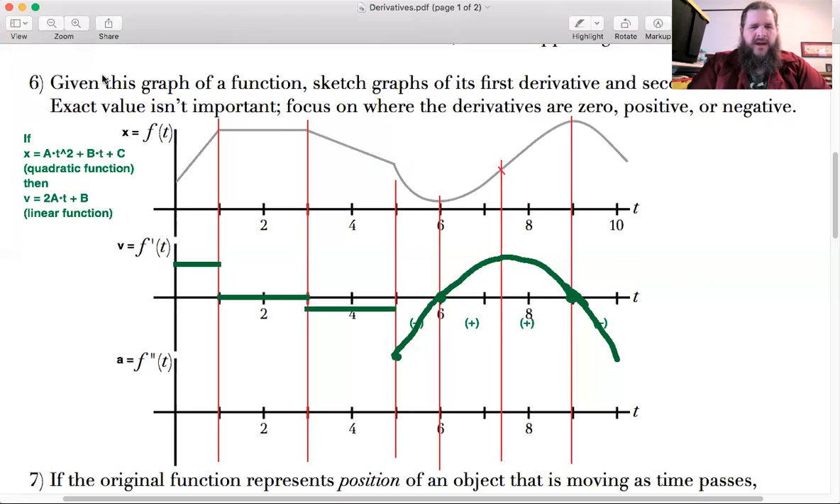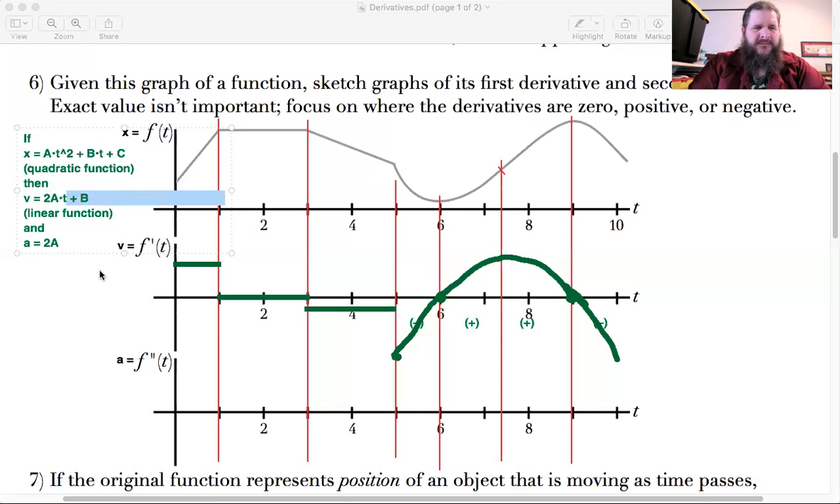Mm-hmm. And actually, if we take this a step further, if you want to find the acceleration, we would just take the derivative of the velocity one more time. So what's the derivative of 2at? 2a. Yeah, just 2a. And then the derivative of the plus b? 0. Yeah.